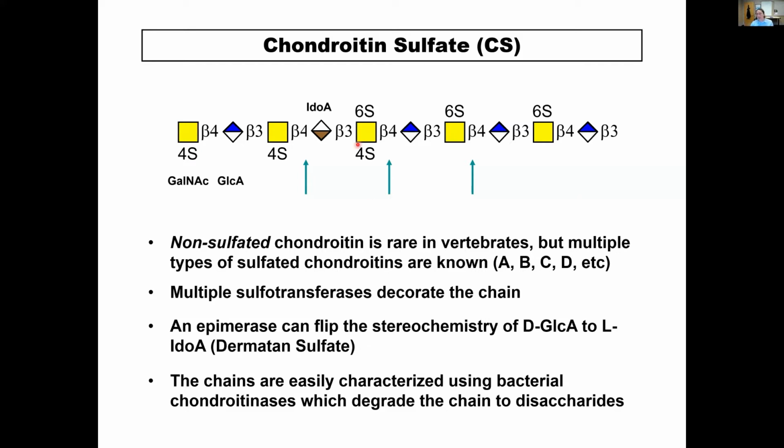We'll talk a little bit more about this later, but I have these arrows here pointing out that one way we can study the structure of these is to break down glycosaminoglycans into their disaccharide subunits. Then we can use different liquid chromatography and mass spec techniques to analyze the subunits that make up the entire chain. Again, we'll talk about this in more detail later.